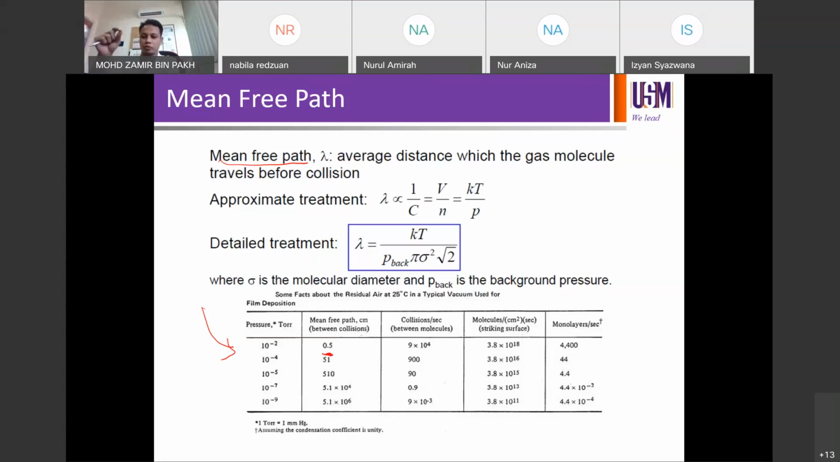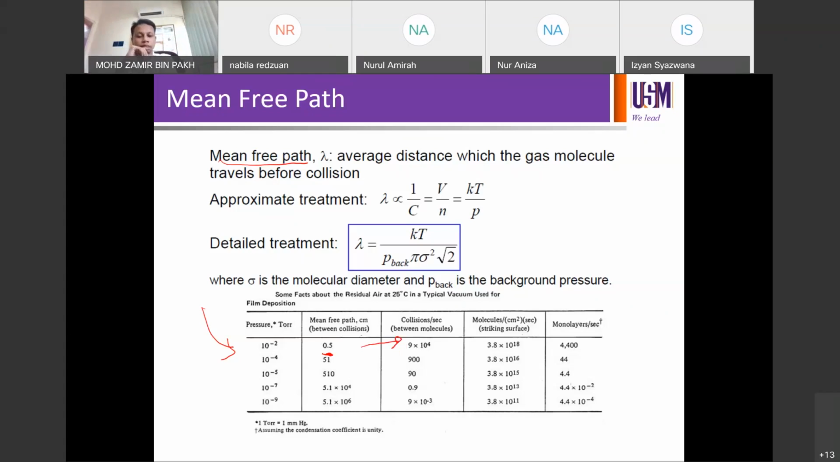So 0.5 is super small, right? It's not even this thick. 0.5 cm is too small, and well, it's not practical, of course. That corresponds to 90,000 if you want to translate into the number of collisions per second. So that's like 90,000 collisions per second.